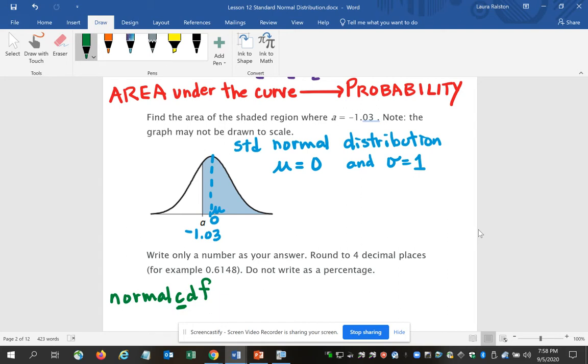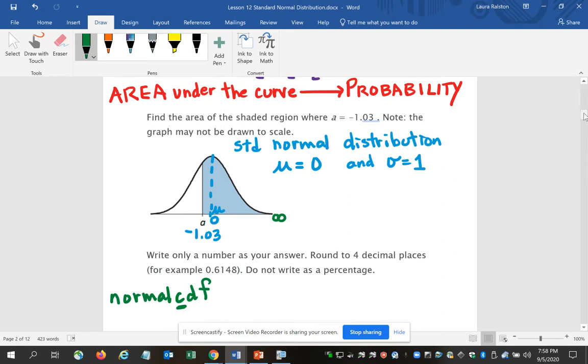Now, the other thing you need to understand is that this curve is continuous, meaning it keeps going on and on and on. Although it looks like it actually touches your horizontal number line, it really never does. So this technically, theoretically, goes all the way out to infinity. It keeps going and going and going.